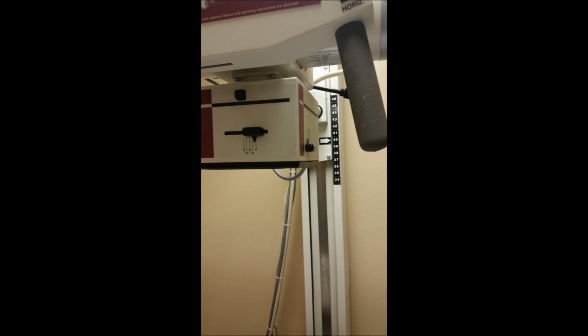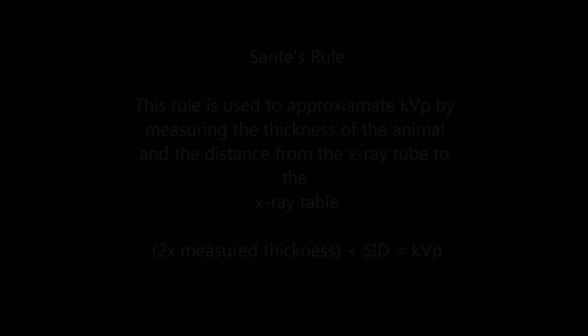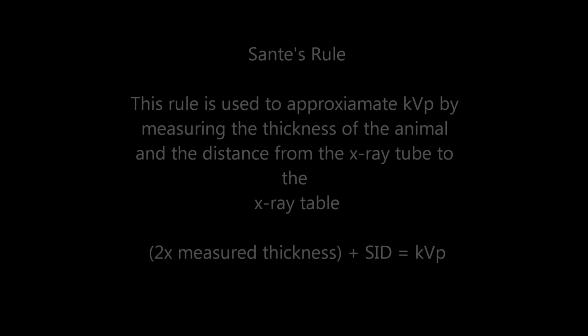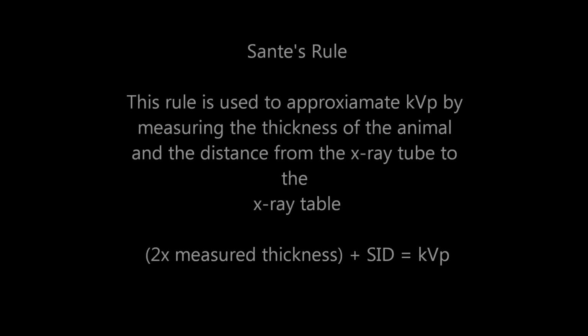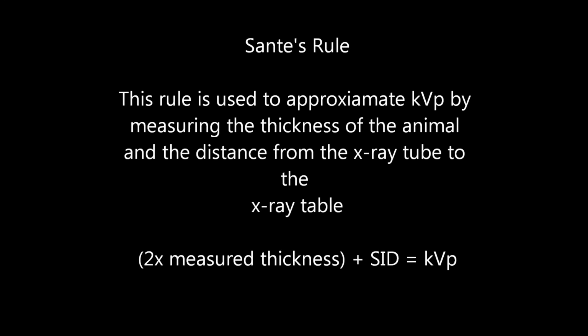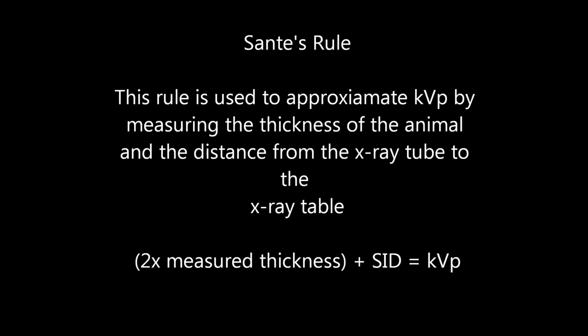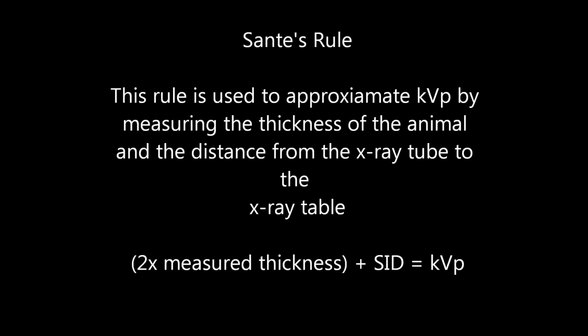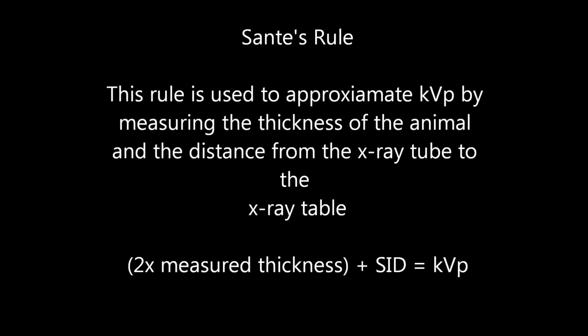This is the tabletop, and that 40 centimeters, you can see the arrow in the back, is the distance between the x-ray tube and the x-ray table. Sante's rule is a rule used to approximate kVp by measuring the thickness of the animal and the distance from the x-ray tube to the x-ray table, which is 2 times the measured thickness plus the SID equals the kVp.